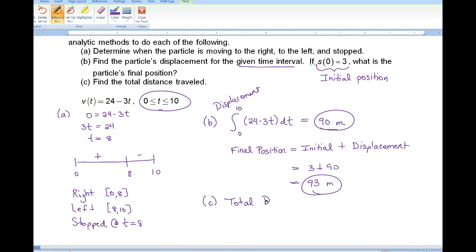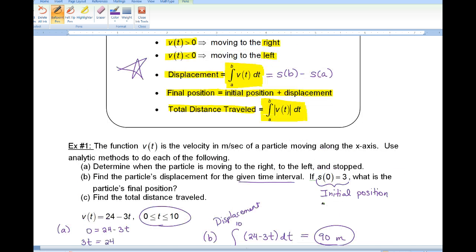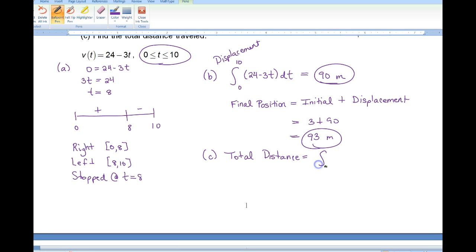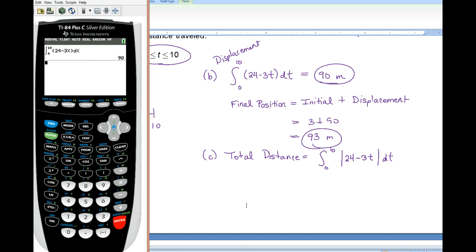The box that has all the information about position, displacement. So how do we know total distance traveled? If we look in the box, it was the absolute value of velocity integrated. So we went from 0 to 10 of the absolute value of 24 minus 3t dt. You could, again, break this up and do this by hand, but actually, what would be easy here?